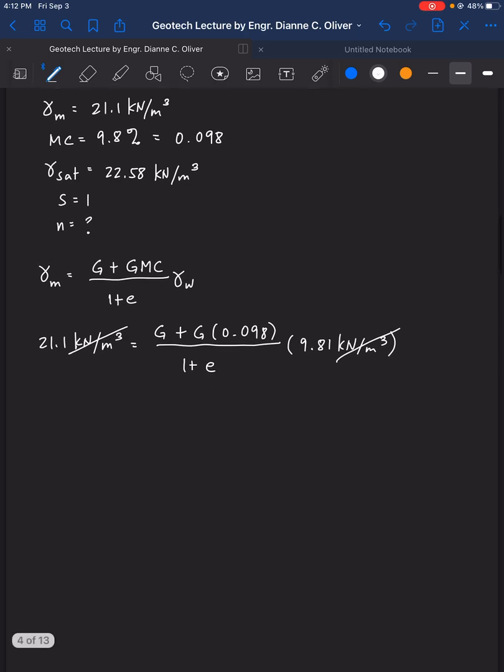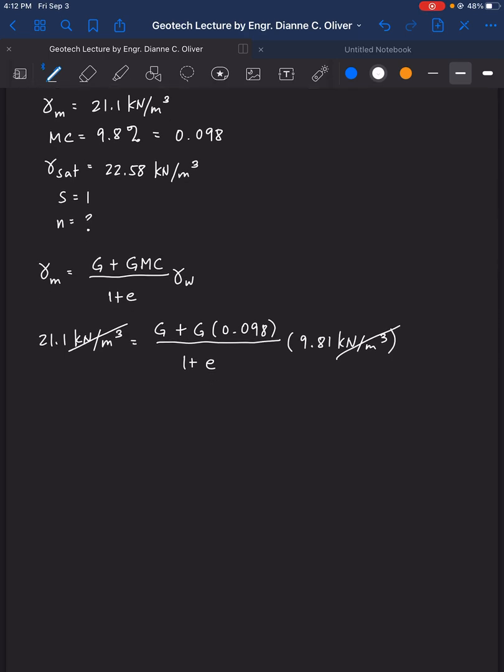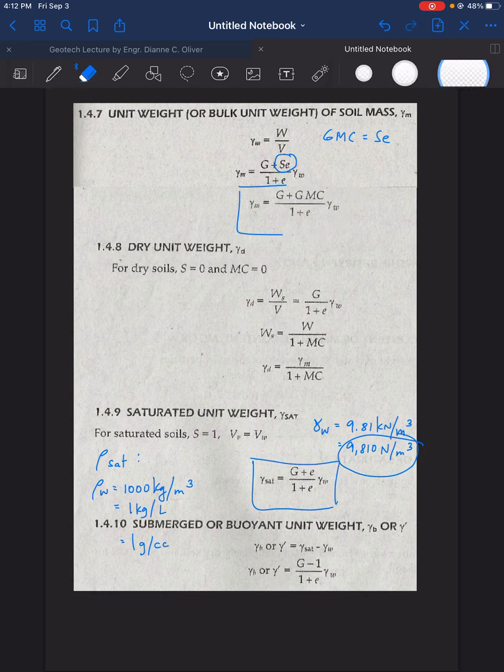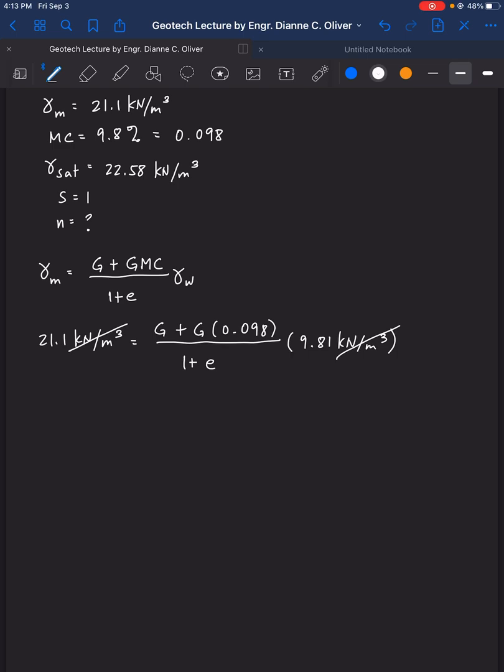So what we have here is 2 unknowns. So should we panic? No. Remember that in the problem we have gamma moist and gamma sat. So we have 2 unknowns for gamma moist, G and E. Same is true with gamma sat. G and E is missing. So we have here 2 equations, 2 unknowns. Okay? So there's no problem with that.